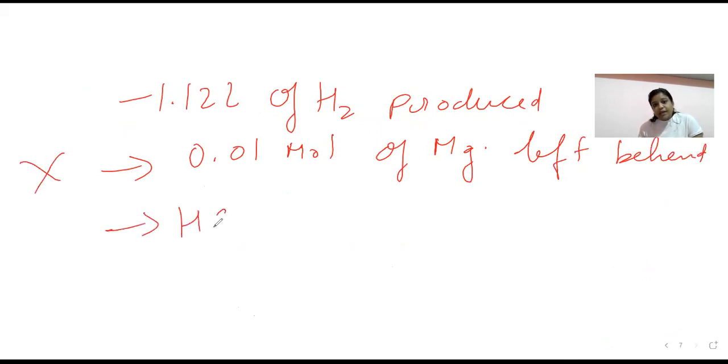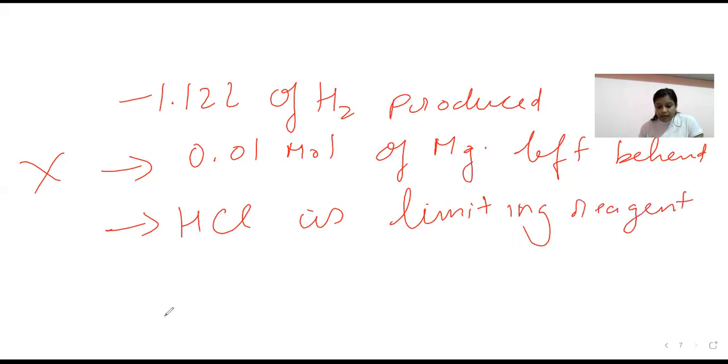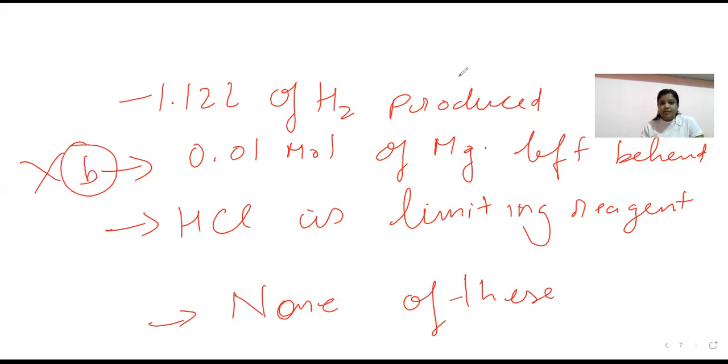The third says HCl is the limiting reagent. Yes, correct, because the given amount is being completely consumed. So it is a limiting reagent, and this is also correct. And the fourth option is none of these, which is not possible. So the correct answer is B. B is a wrong statement.